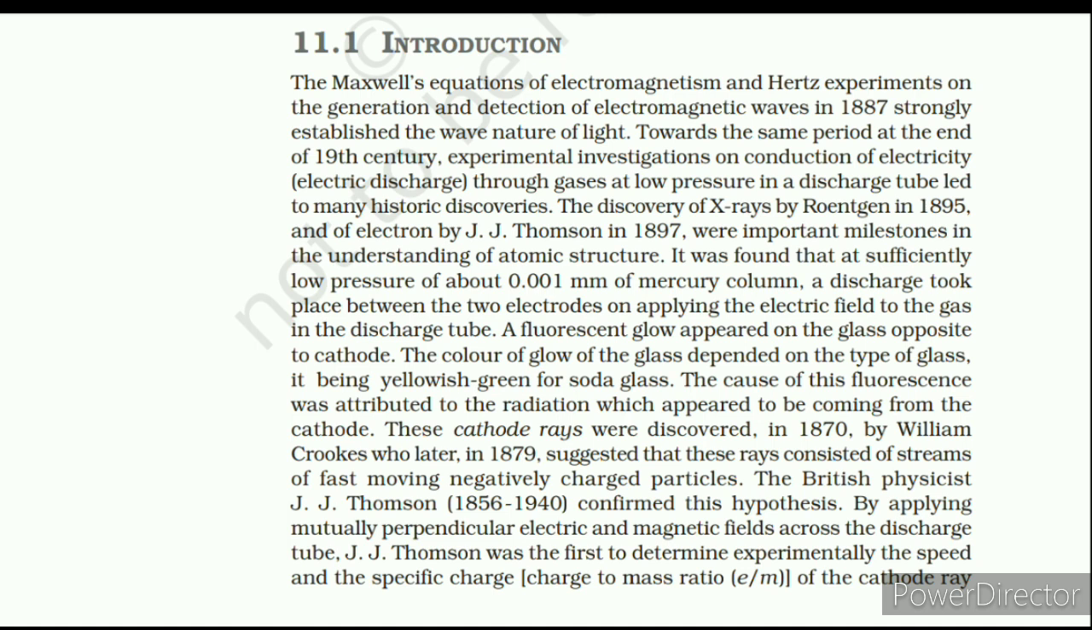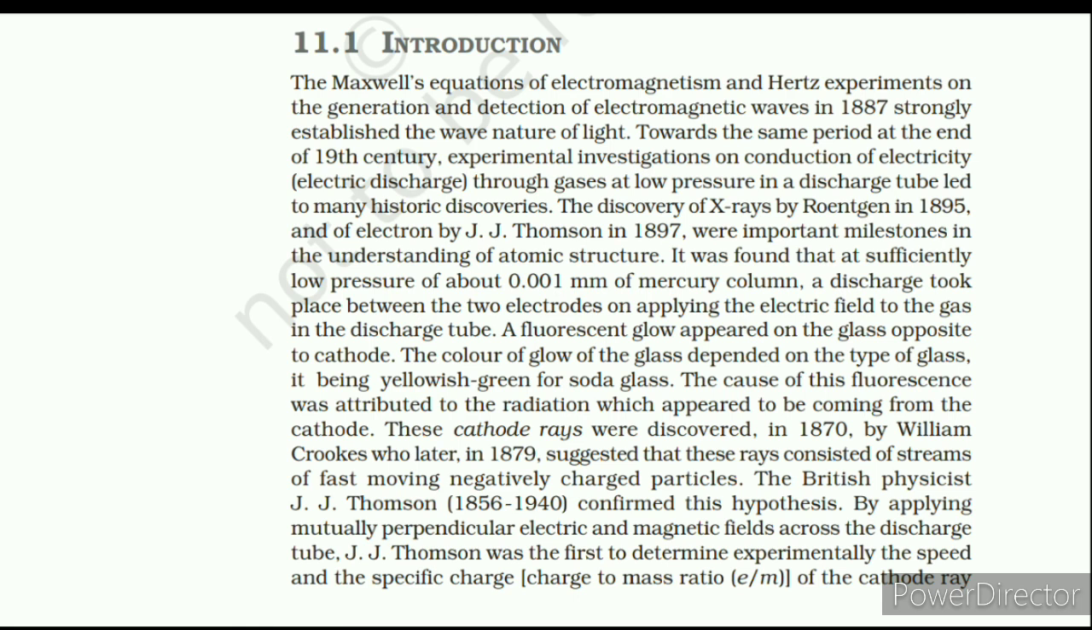The discovery of X-rays by Röntgen in 1895 and the electron by J.J. Thomson in 1897 were important milestones in the understanding of atomic structure. It was found that at sufficiently low pressure, of about 0.001 mm of mercury column, a discharge took place between two electrodes on applying an electric field to the gas in a discharge tube.